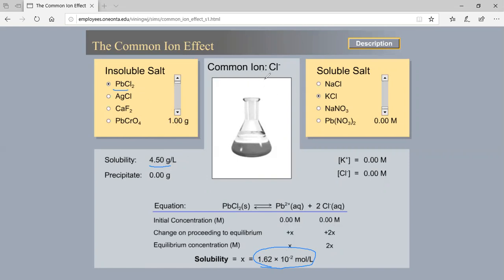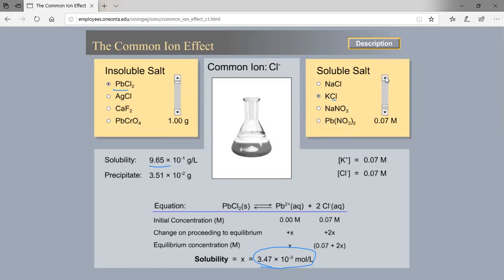But if we add another substance containing one of those common ions, in this case we add potassium chloride solution. Potassium chloride contains chlorides, which is common with the lead 2 chloride salt. We can increase the concentration of a common ion, and as we do, we'll notice that the solubility is going to decrease. And as soon as it decreases below 1 gram per liter, then we start seeing precipitate form.